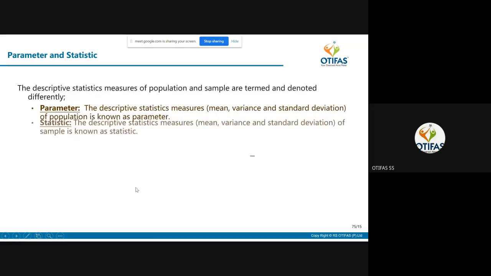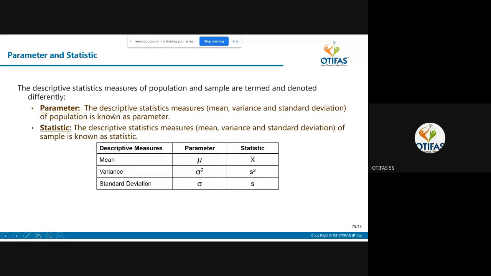Now let us understand what a parameter is. A parameter is the descriptive statistic measure of mean, variance and standard deviation in a population. And the descriptive statistic measure of mean, variance and standard deviation of a sample is known as a statistic. Please, this is not statistics. Statistics is the complete study. But when you say statistic, it means the mean, median, mode of a sample.